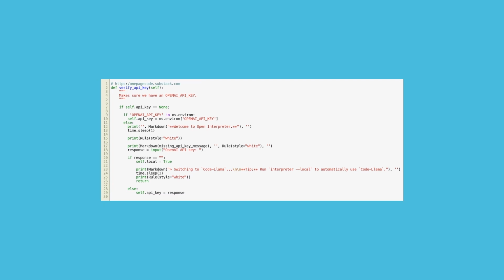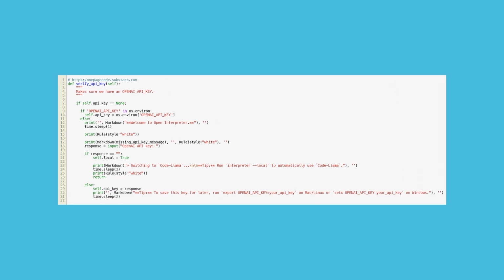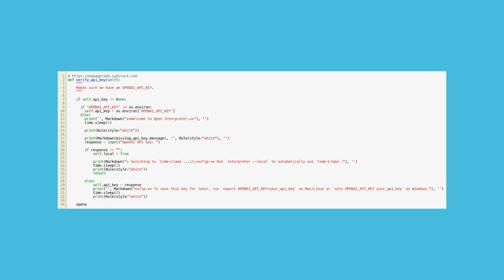If the API_key instance variable is still none, the method prints a welcome message and prompts the user to enter an OpenAI API key. If the user presses enter without entering a key, the program switches to using the CodeLlama interpreter by setting the local instance variable to true. If the user enters an API key, the API_key instance variable is set to the key. Finally, the OpenAI.API_key variable is set to the value of the API_key instance variable.